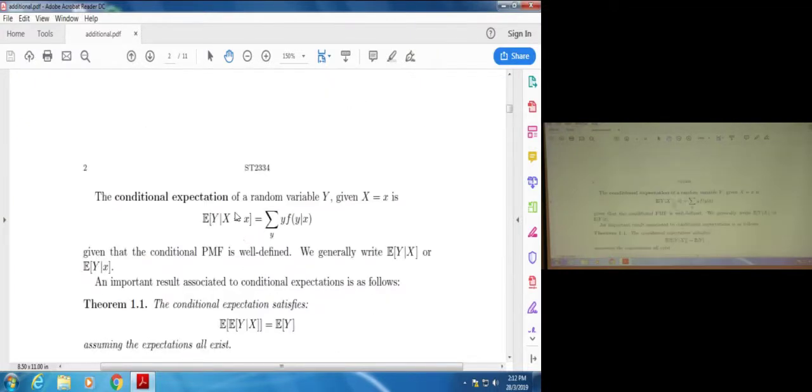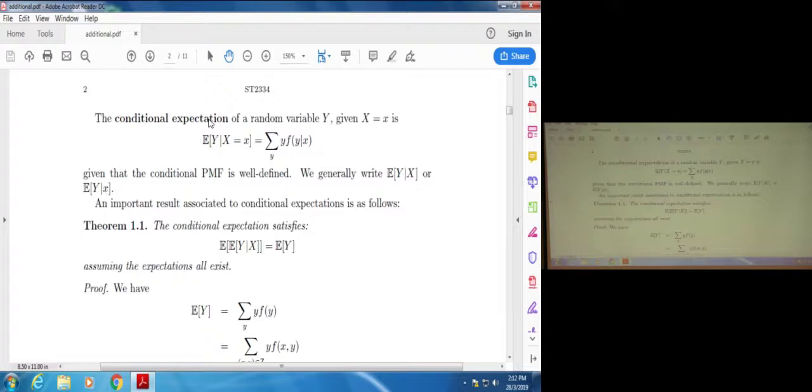Okay. So given the notion of conditional probability mass functions, one also has the notion of conditional expectations. The conditional expectation of y given x is the sum over the support of the y's of y times the conditional probability mass function of y given x, of course, given that the conditional probability mass function is well defined at the point little x. Okay? And normally what we write is the expected value of y given x if x is random, or the expected value of y given little x if x is constant. Okay.